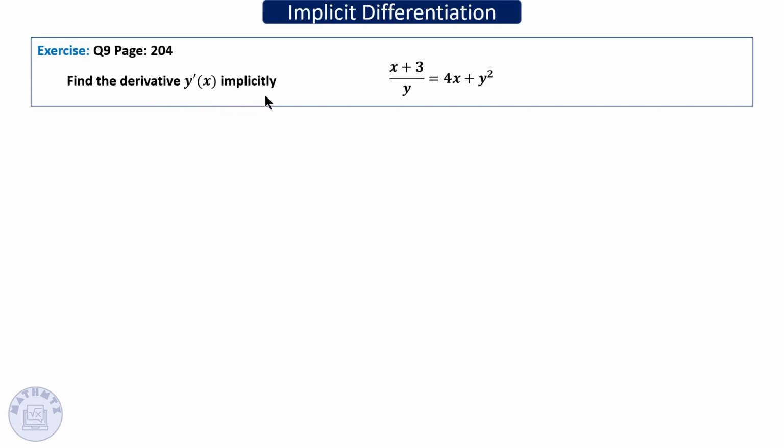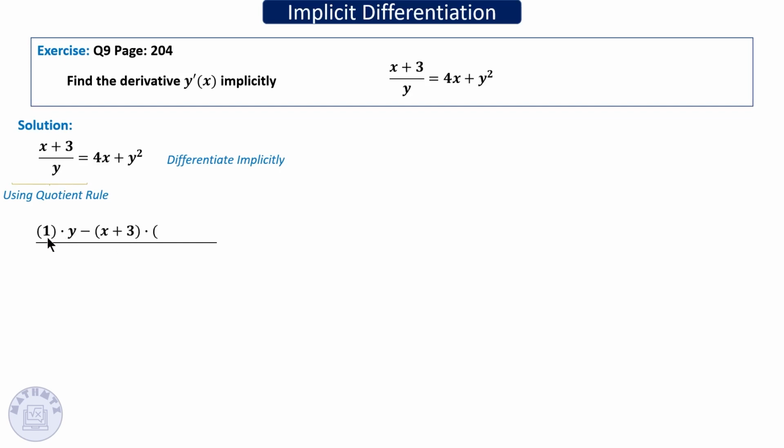Here's one last example. Try to pause the video, solve the question, and then come back to check your answer. All right. So the first step is to differentiate both sides implicitly. You can see on the left side, we have a quotient rule. And this will be derivative of the top times the bottom minus the top times the derivative of the bottom. Since the bottom is y, we need to multiply it by y prime, over the bottom squared. On the other side, the derivative here will be 4, and for y squared it is 2y times y prime.